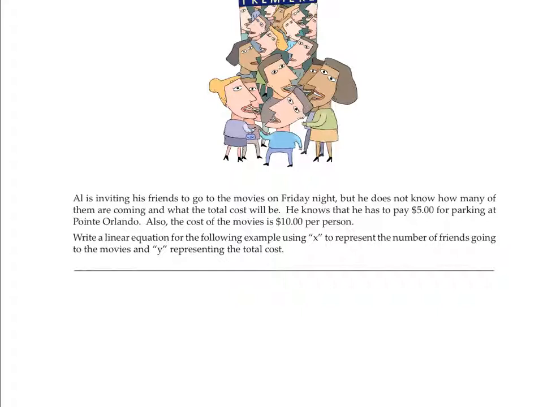So when we write a linear equation, we're going to write it in y equals mx plus b. So y is going to represent how much money Al has to pay out, his total cost. Well, that all depends on how many friends come, right? If this were you, how much money would you be forking over? $10 per friend, for each ticket. So x represents the number of friends. So y is going to be 10 times however many friends come, 10 times x, plus we have to pay $5 for the parking. So this is the equation, y equals 10x plus 5. And we're going to use this equation on the next page.